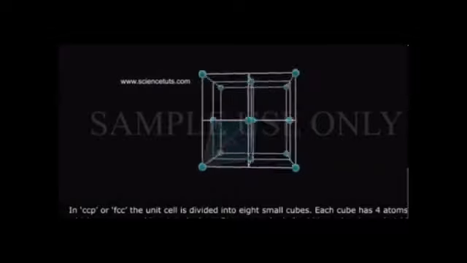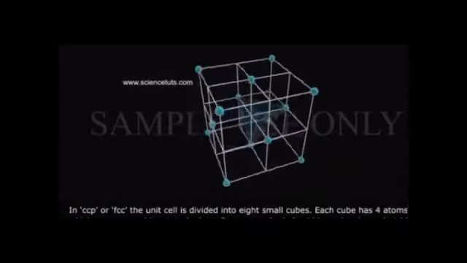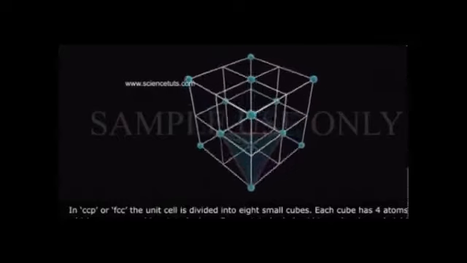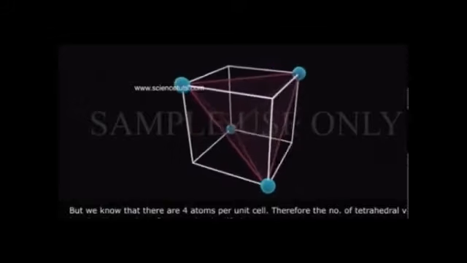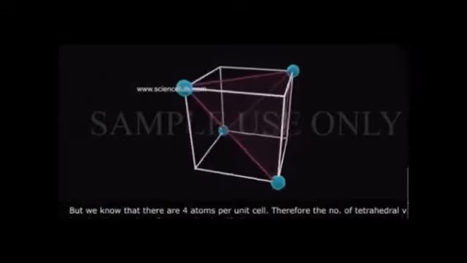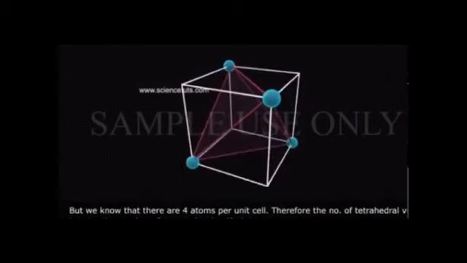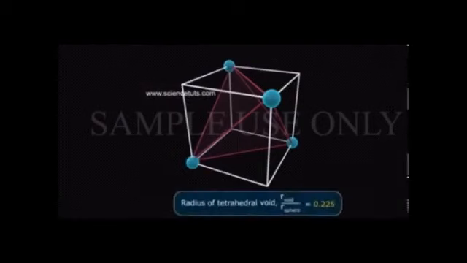Calculating number of tetrahedral voids. In CCP or FCC, the unit cell is divided into 8 small cubes. Each cube has 4 atoms which are arranged in a tetrahedron. So 1 tetrahedral void in each cube and 8 in total. But we know that there are 4 atoms per unit cell. Therefore, the number of tetrahedral voids is twice the number of atoms in CCP or FCC structure. Radius ratio of tetrahedral void, R void by R sphere, is equal to 0.225.